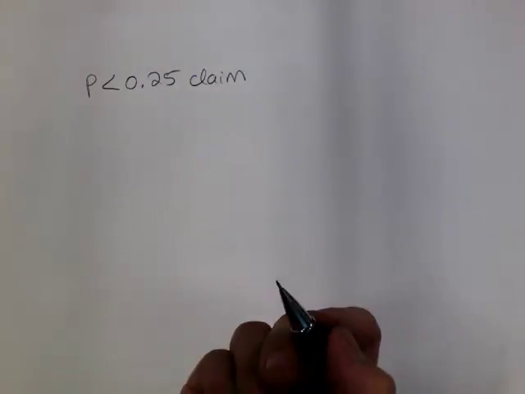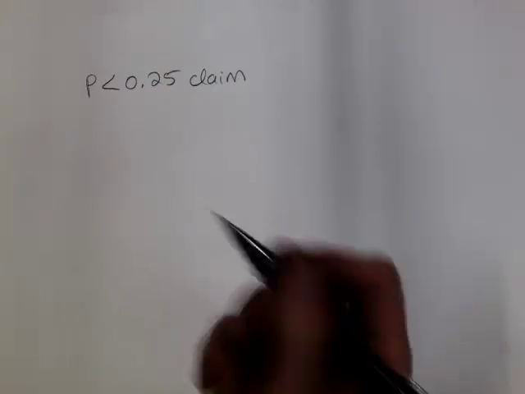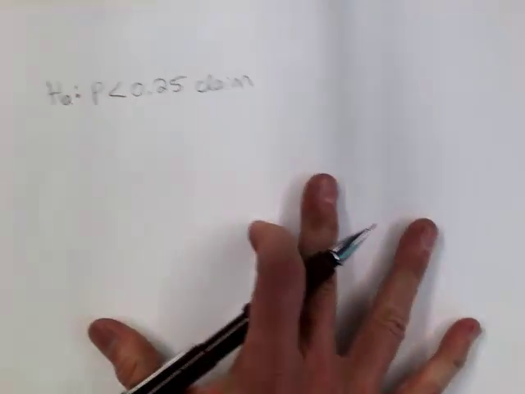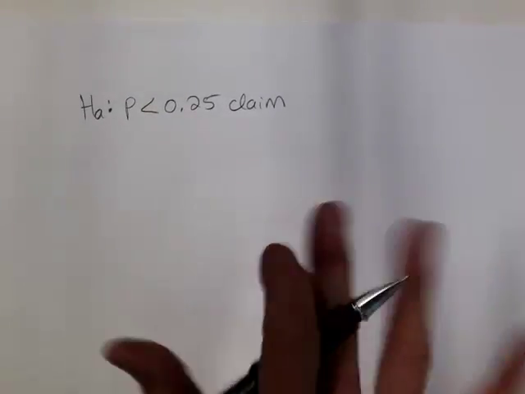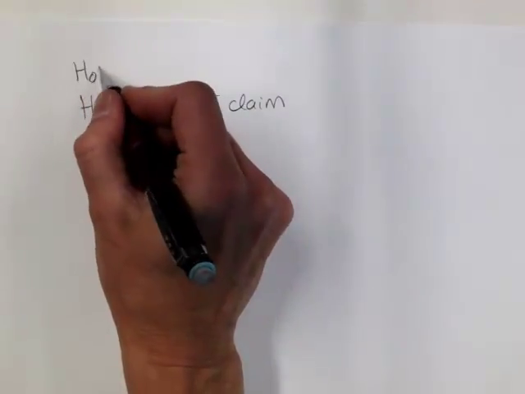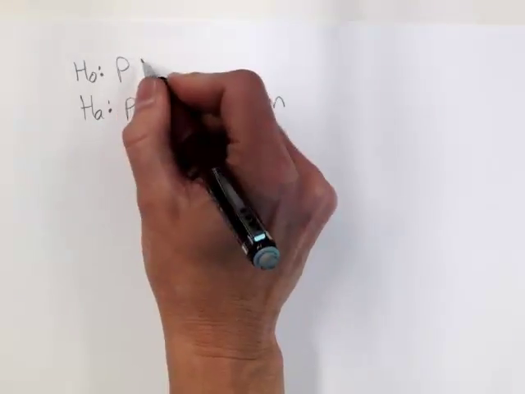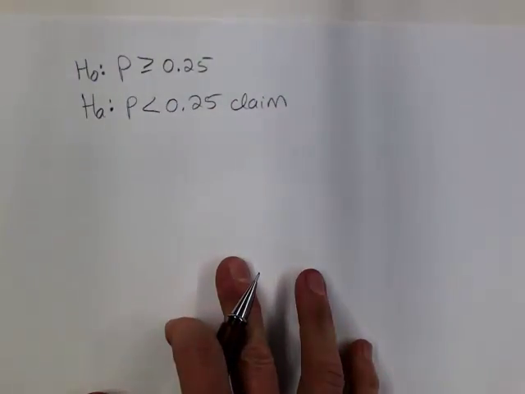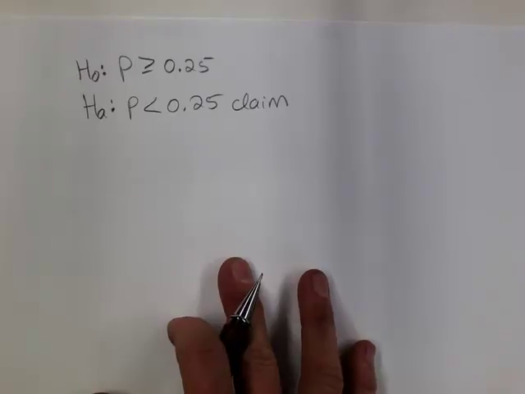Is this the null or the alternative? This is the alternative. So this makes the null P greater than or equal to 0.25. So this is going to be a lower tail test.